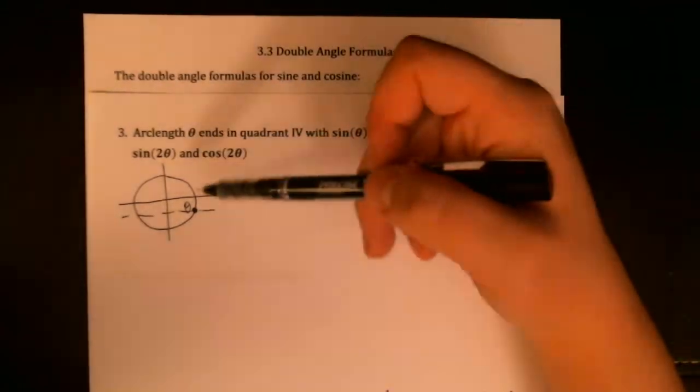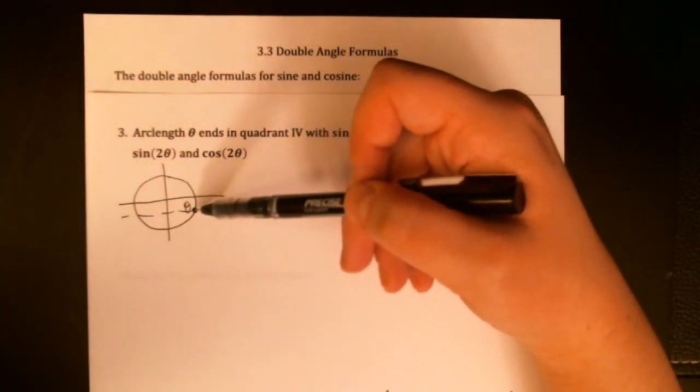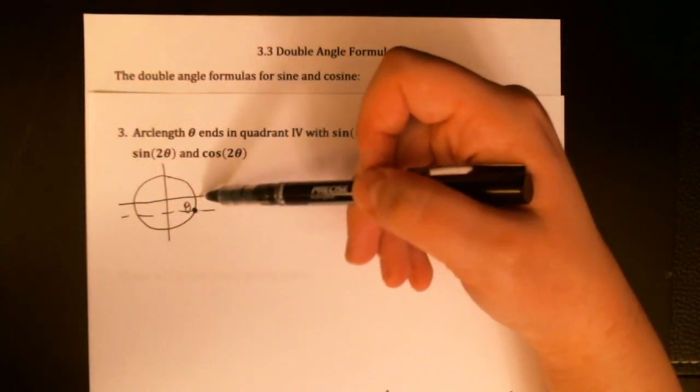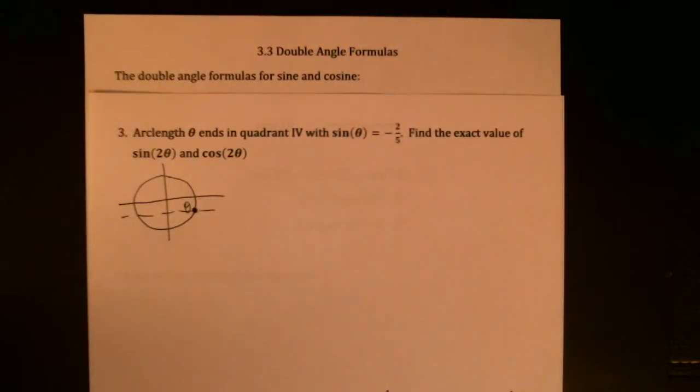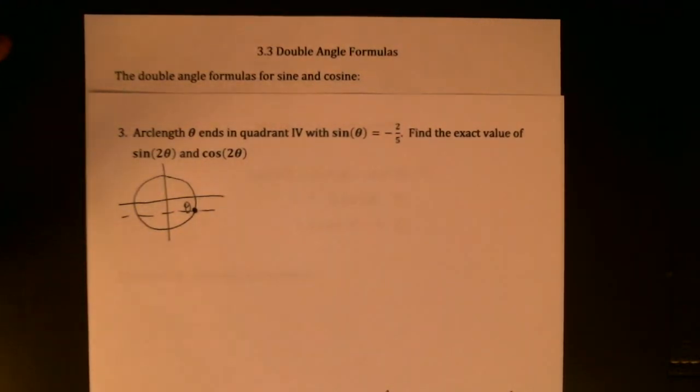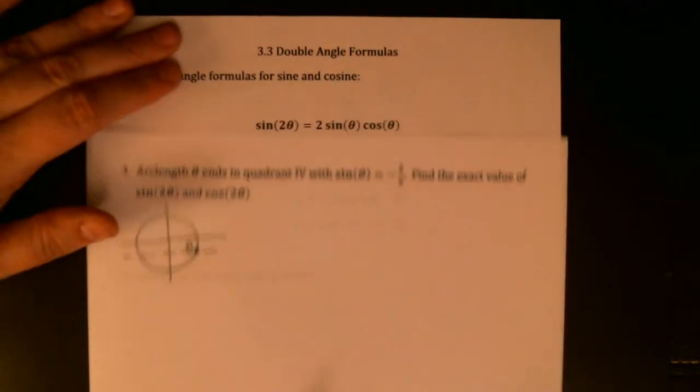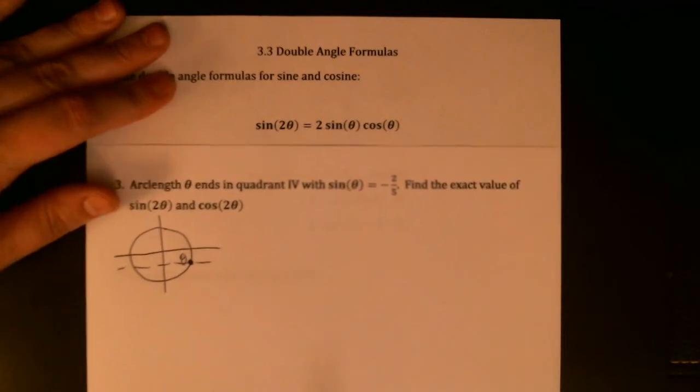We don't know how big theta is. Theta could be all the way around the circle. It could be this little negative angle. It could be all the way around almost 2 times, but we do know that it ends right there in quadrant 4. And we would like to find the exact value of sine of 2 theta and cosine of 2 theta. So this is another one where we should straight away head back to our formulas.